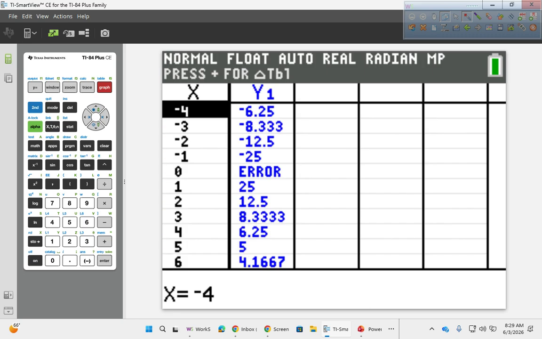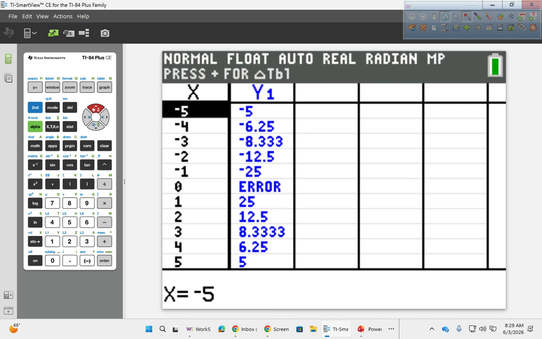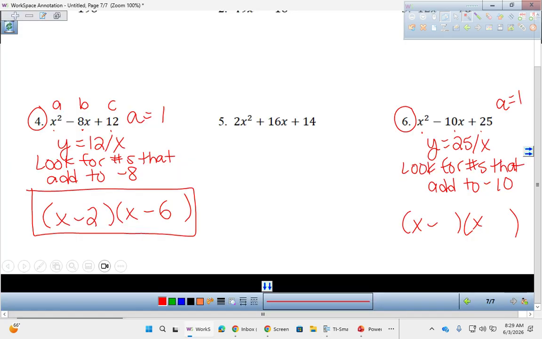We want negative 10. That's negative 10, right? Minus 5, minus 5. So this would be x minus 5, x minus 5. How else could I write that? Very good.